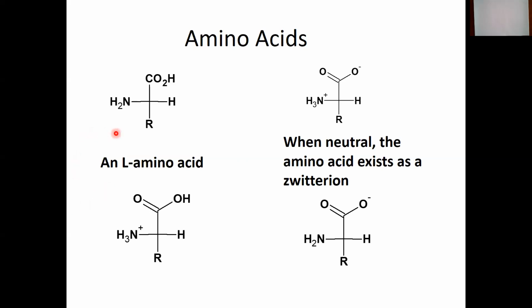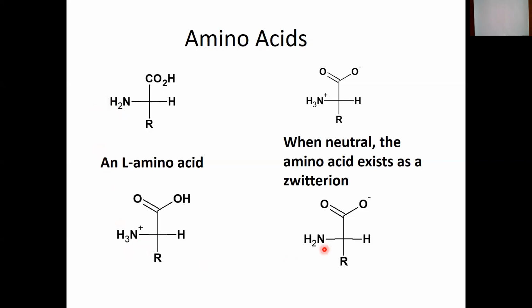So let's look at our amino acids. This is an L amino acid. Why is it L? Because when I draw this amino acid in a Fischer projection with the carboxylic acid up top, and the nitrogen and hydrogen along the middle, your amine along the horizontal, and the side chain of your amino acid dangling down at the bottom, my amine, my nitrogen, is on the left of my Fischer projection. So I know that it's an L amino acid.